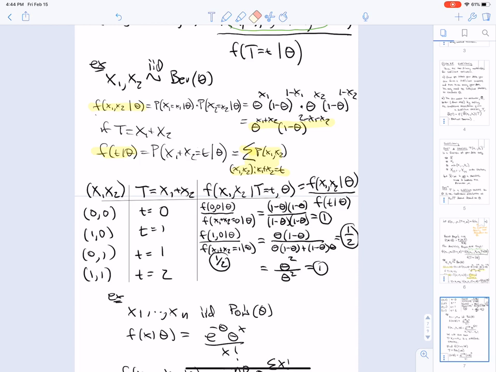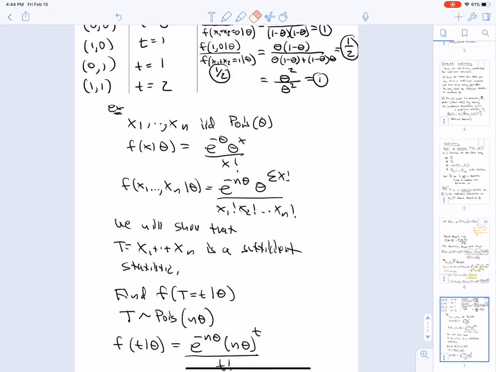When t is 1, now the denominator, for t to be 1, you can have x1 to be 0 and x2 to be 1, or you could have x1 to be 1 and x2 to be 0. So we have 2 terms, and so now that ratio is a half. The point is that it's not dependent on theta. So what we're getting in the third column are numbers that are not dependent on theta. That's the big point here.